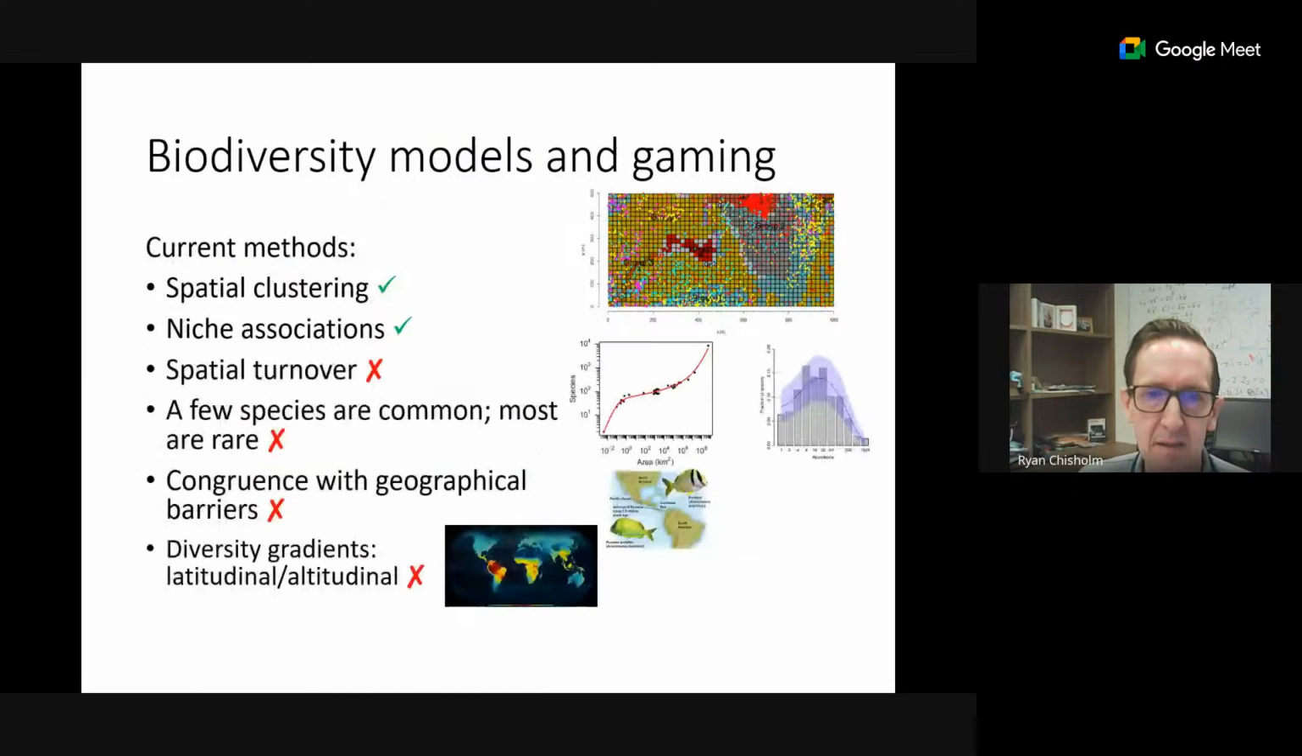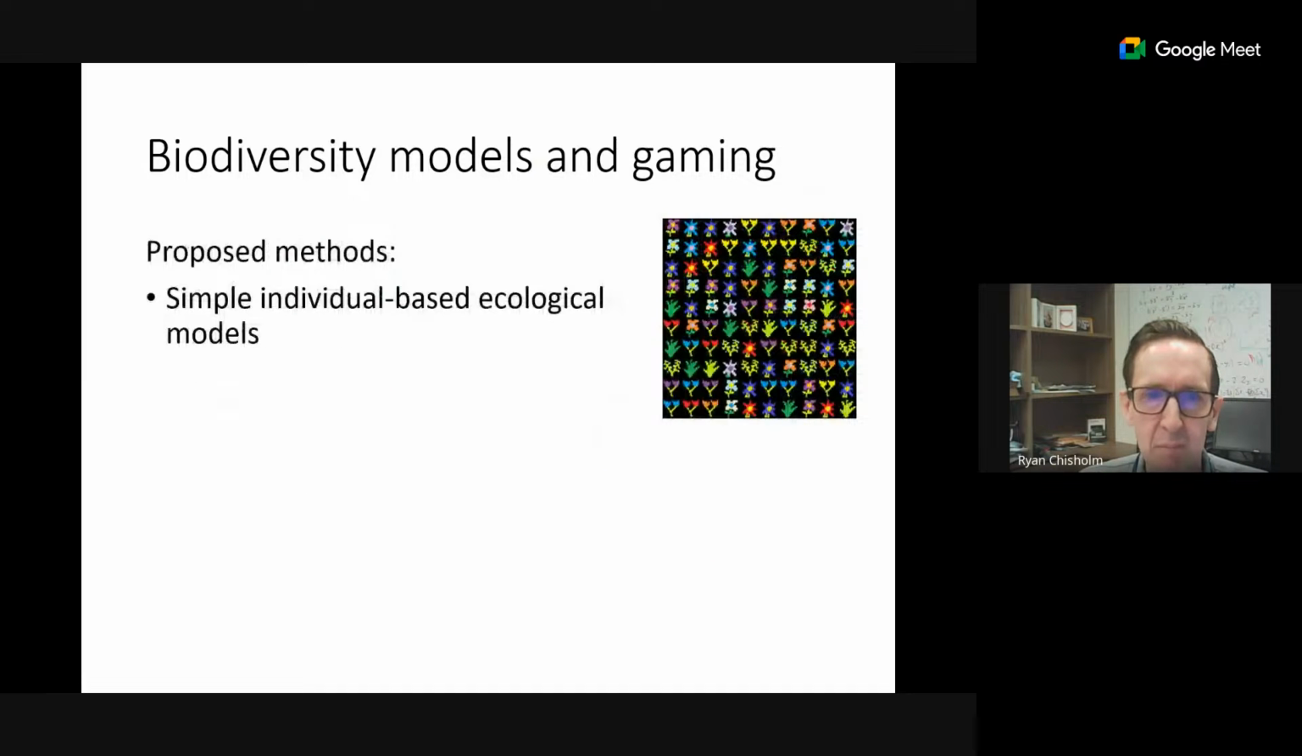But as I mentioned, these current methods for doing it in games and simulations only give you the first two. That may be okay for some applications, but I think in particular some of these things like geographical barriers, if in a big open world game you cross an ocean, if you live in North America and you go to Australia, you're going to see different species. You're going to see kangaroos and koalas instead of deer and bears. That's something you would not currently get from these methods for decorating simulated landscapes with biodiversity. Okay, so my proposal is to use these simple individual-based ecological models to do this.